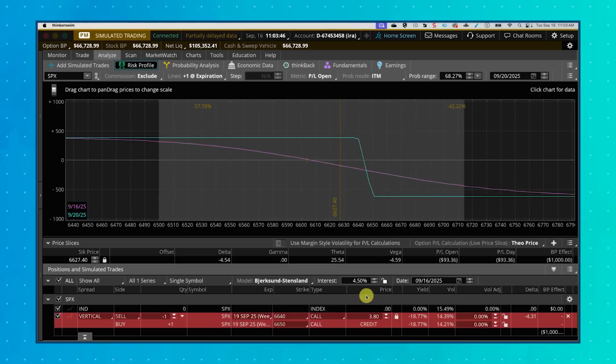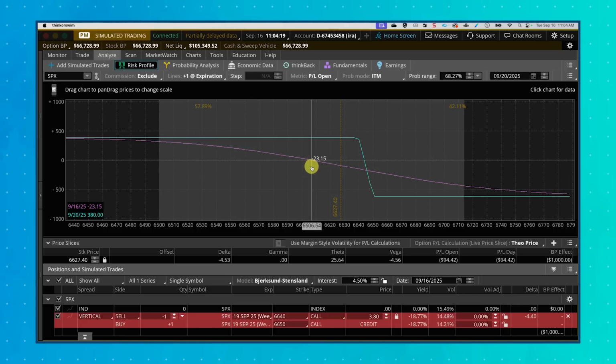Now, this is a $3.80 credit on a $10 wide spread, so our risk is the difference between the legs less the credit. If you look on the right-hand side, this bottom line is representing our maximum loss, and in the lower left-hand corner of the screen, that says $620. Up at the top, our maximum profit is $380, exactly the difference between the two legs less the credit. This is also representing our break-even point on expiration, and this is showing our break-even point today.